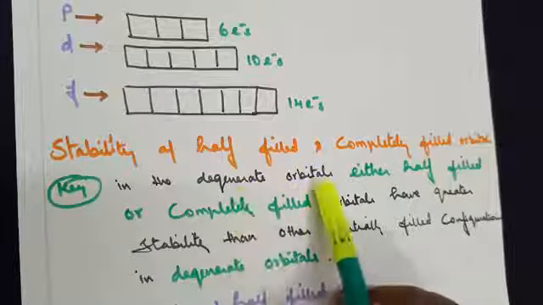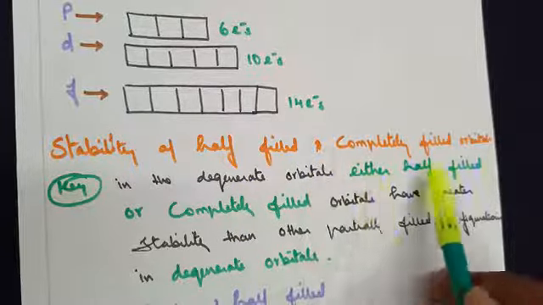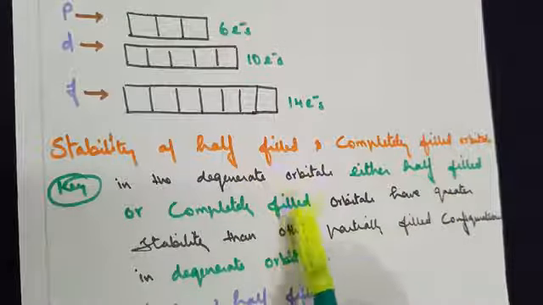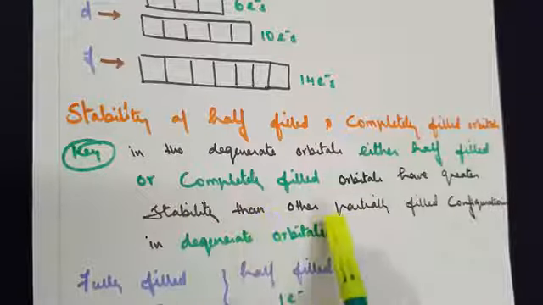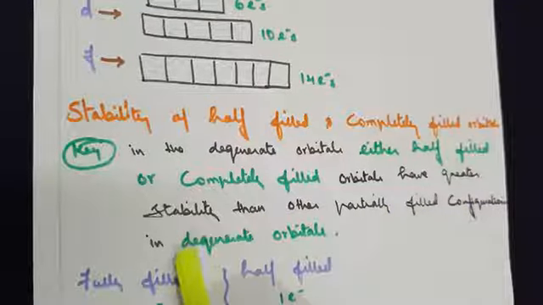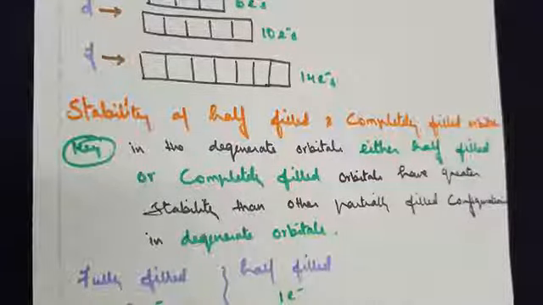So in the degenerate orbitals, either half-filled or completely filled orbitals have greater stability than other partially filled configurations in the degenerate orbitals. Let me take a very simple example.